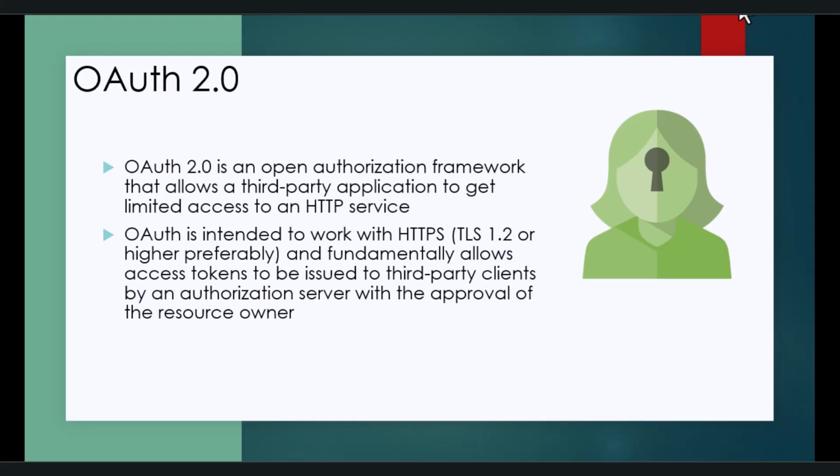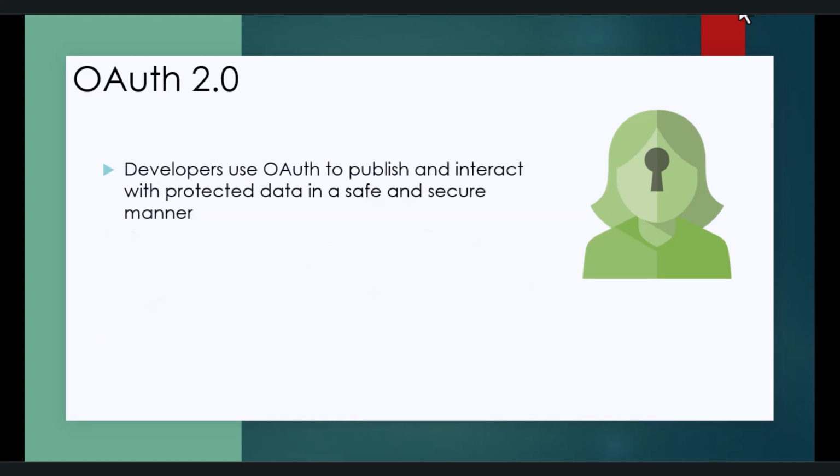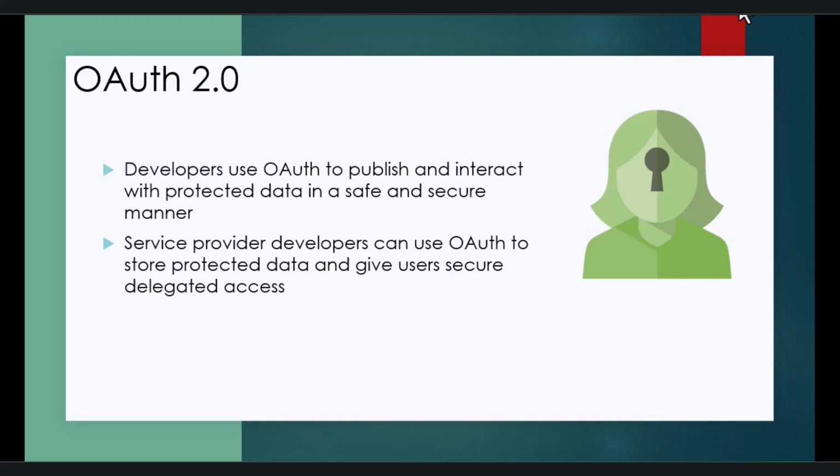OAuth is intended to work with HTTPS, and really it should be TLS 1.2 or higher, and fundamentally allows access tokens to be issued to third-party clients by an authorization server with the approval of the resource owner. The third party then uses the access token to access the protected resources offered by the resource server. Developers use OAuth to publish and interact with protected data in a safe and secure manner. Service provider developers can use OAuth to store protected data and give users secure delegated access.